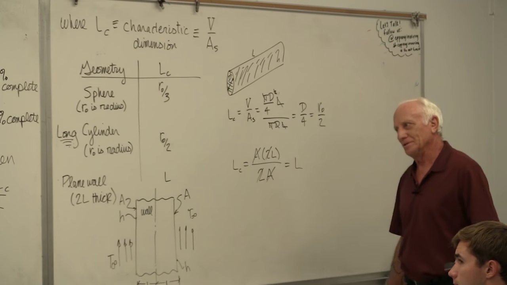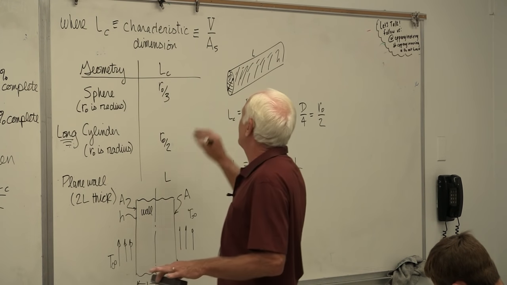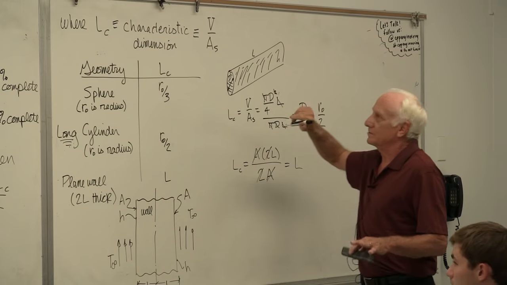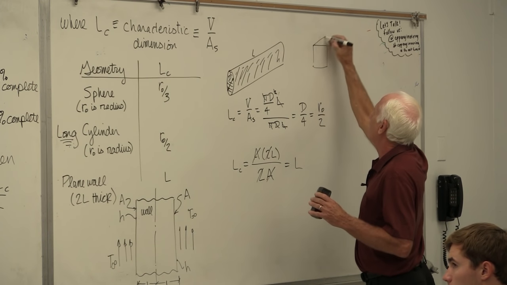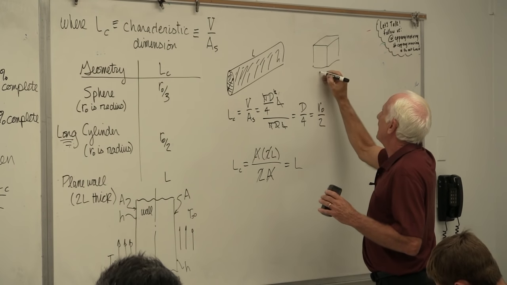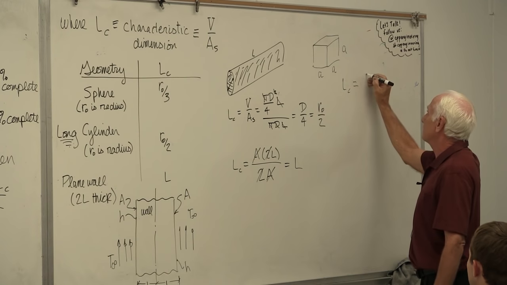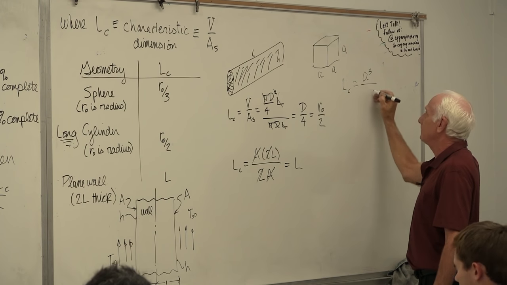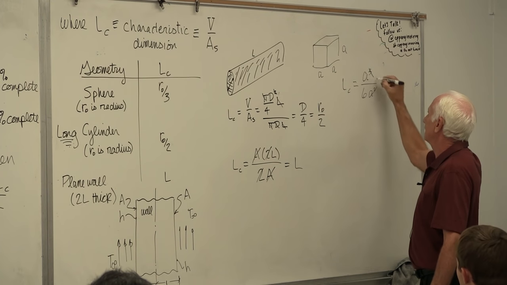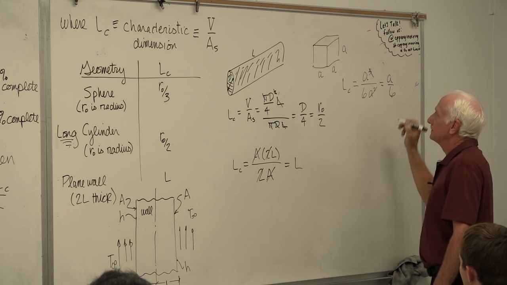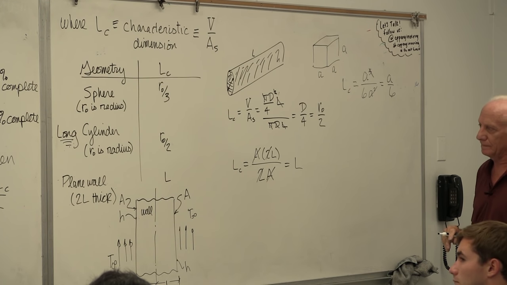Plus, the general rule is if you want to find L sub C for any shape, here's what you do. Take the volume divided by the surface area. Just as another quick example, let's say you've got a little cube of copper, and it's A by A by A. L sub C is the volume, A cubed, divided by the surface area, 6A squared. Cancel, cancel, A over 6. No matter what it is, that's how you get L sub C.